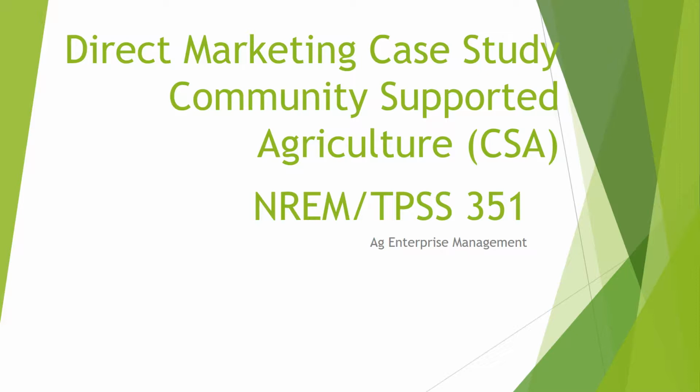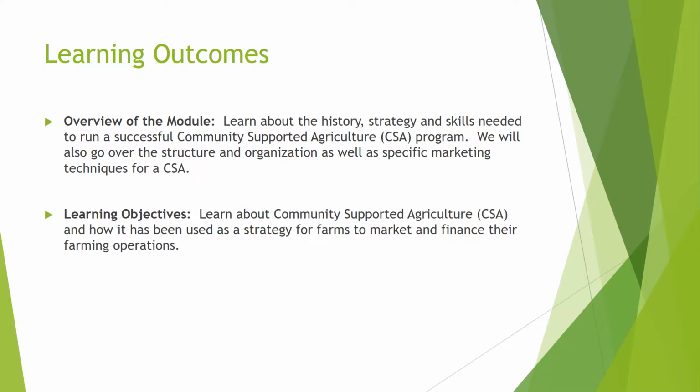This section we're going to be talking about a direct marketing case study, community supported agriculture, CSA. Just a very specific topic that's pretty popular with agriculture. It's been getting more and more popular, especially here in Hawaii in the past 4 to 5 years. So we're going to be talking a little bit about how it can be used as a marketing strategy for local farms. So, talking about learning outcomes.